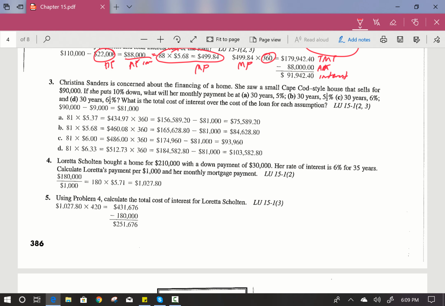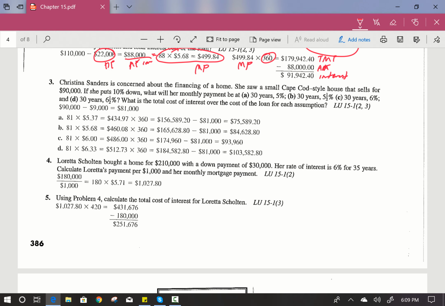Also, she wants to consider what she's going to do if she makes it for 30 years at 5.5% interest, and 30 years at 6% interest, and 30 years at 6.5% interest. What is the total cost of interest over the cost of the loan for each assumption?